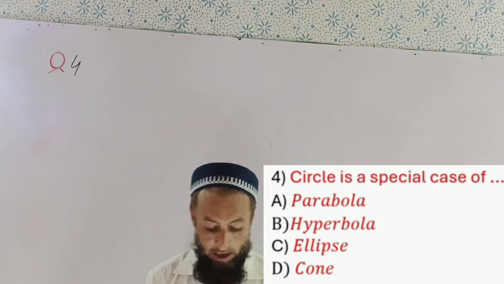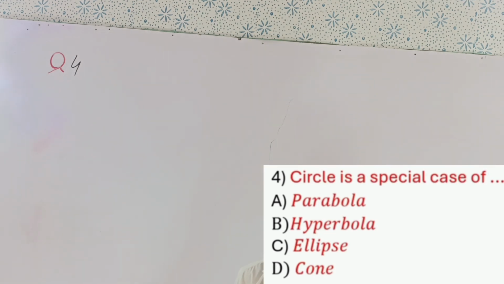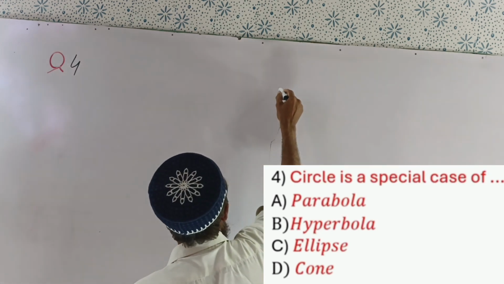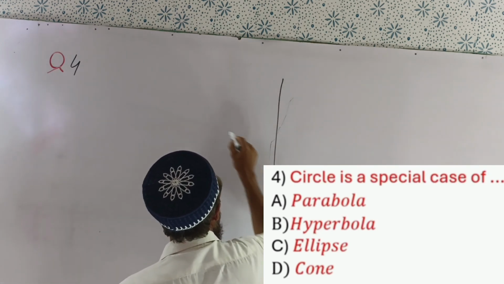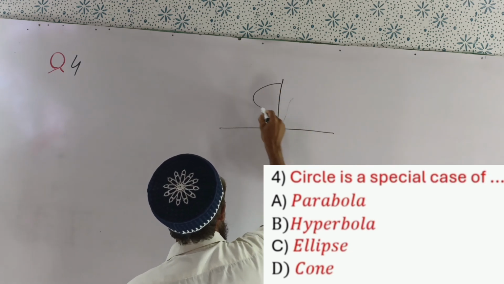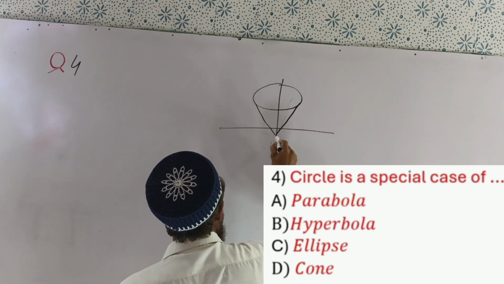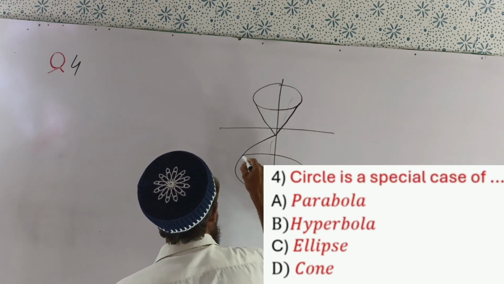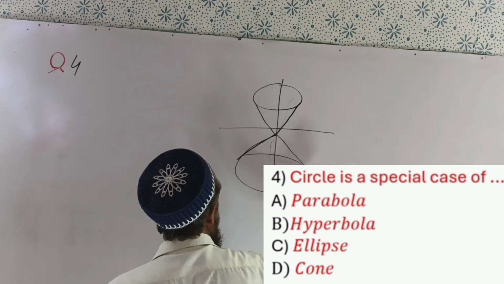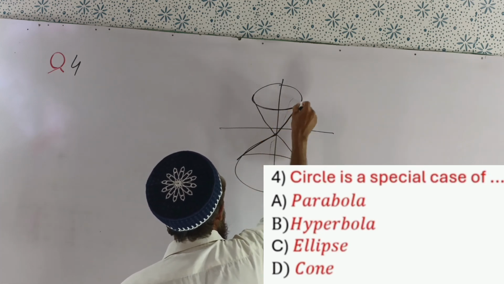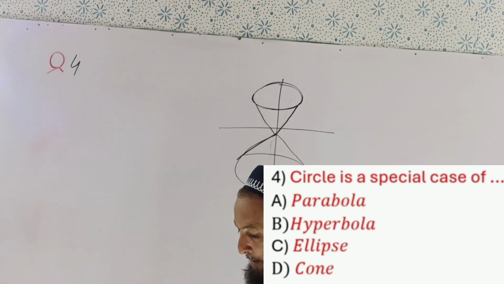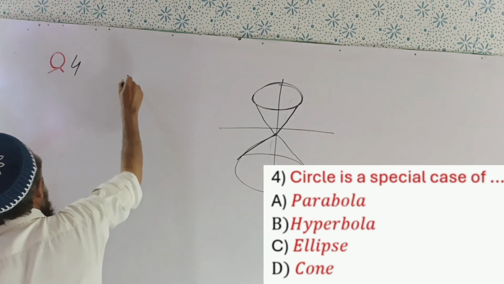A circle is a special case of what? Parabola, hyperbola, ellipse, cone. As we know, the circle is especially obtained from the cone. So it is the special case of cone. So option D is the correct option.